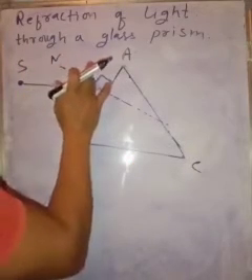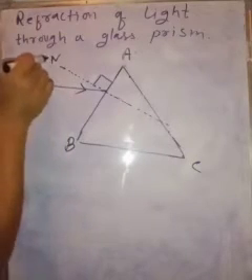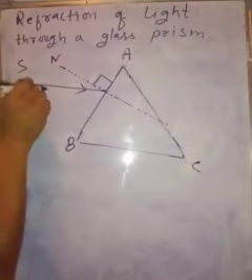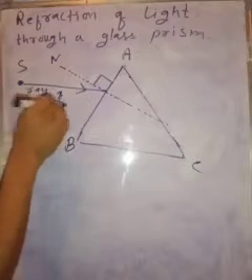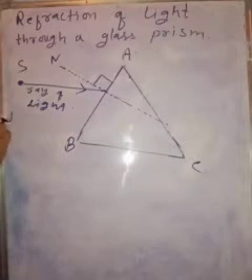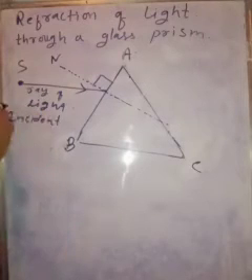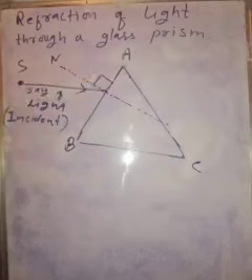Now the angle between the normal and this ray of light. This ray of light is called the incident ray of light. The incident ray of light is coming towards this prism. It will touch this refracting surface.